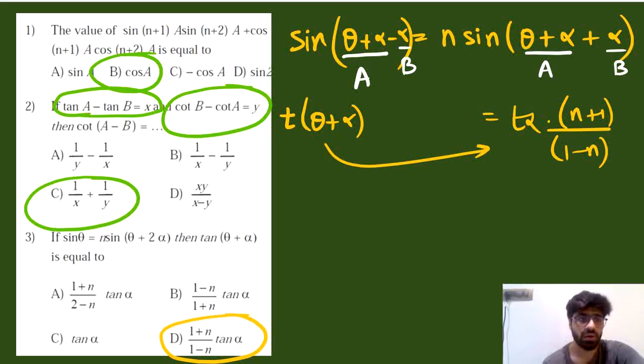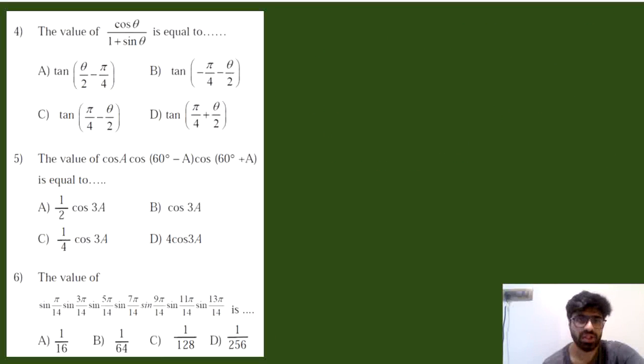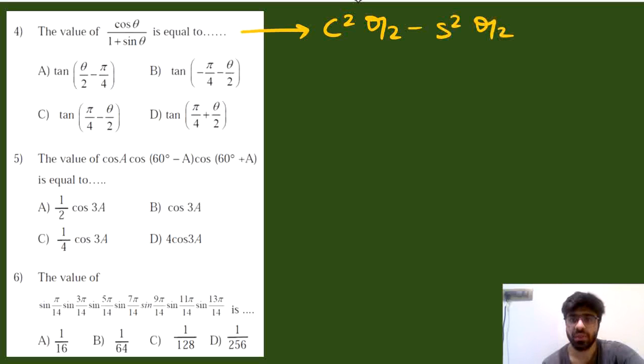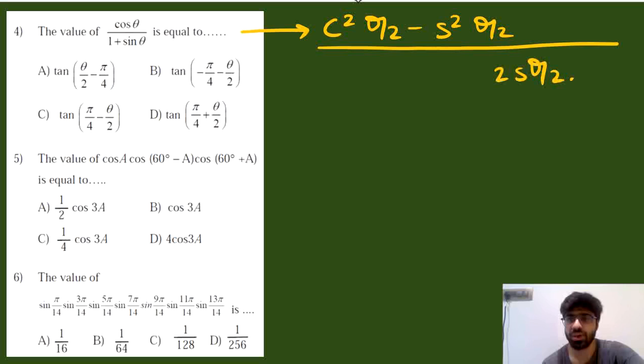Okay. Let's move on with the fourth question. The fourth one is a simple one compared to the previous three questions. Cos theta upon 1 plus sin theta. We can write that as cos square theta by 2 minus sin square theta by 2. That's your numerator. And in the denominator, first write sin theta as 2 times sin theta by 2 into cos theta by 2. You can write that 1 as sin square x plus cos square x. But in place of x, prefer to select your angle as theta by 2.